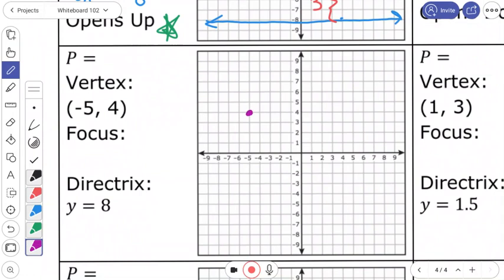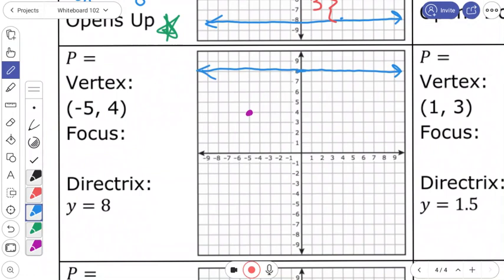And we are also told that our directrix is at y equals positive 8. So I'm going to go up here to positive 8 on my y-axis, and I know that my directrix has got to cross through that y value. No matter where we are on this blue line, the y value is equal to positive 8.